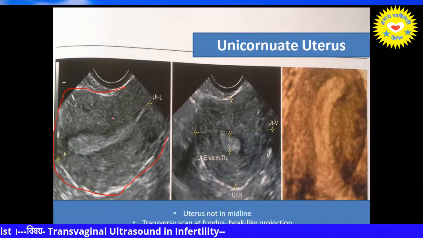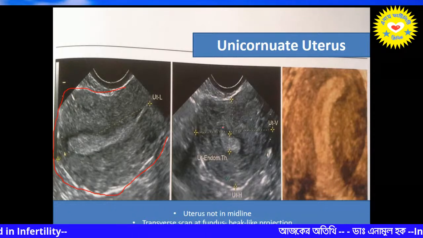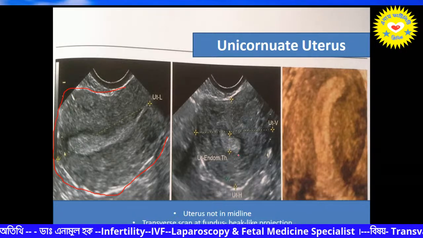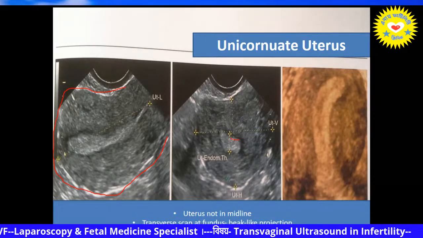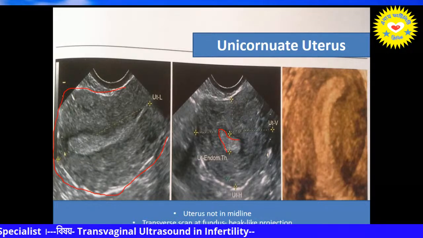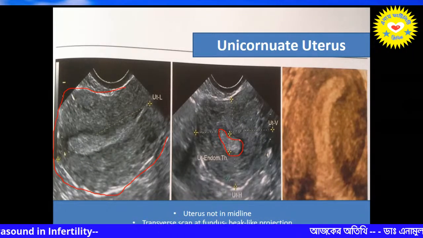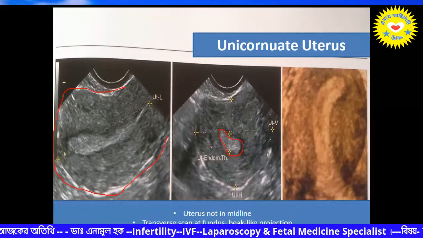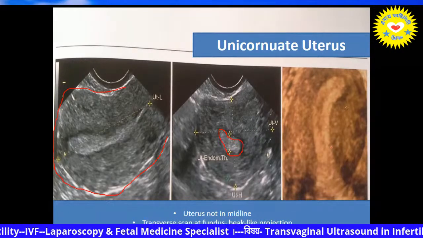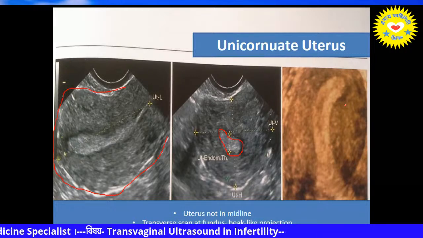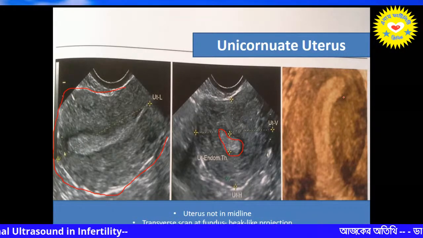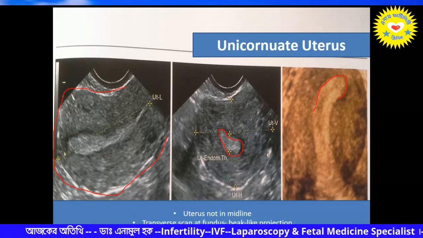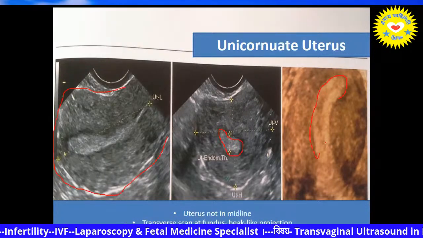Then you have to do a transverse section view. In a transverse section view, when your probe moves towards the fundus, you will see that your endometrium looks like this. This is the beak side. When you find the endometrium looks like the beak of a bird, this is suggestive of unicornuate uterus. And if you do a 3D transvaginal ultrasound scan in the secretory phase, you will see the typical banana sign of the endometrium. You see, this is the banana. So this is suggestive of unicornuate uterus.